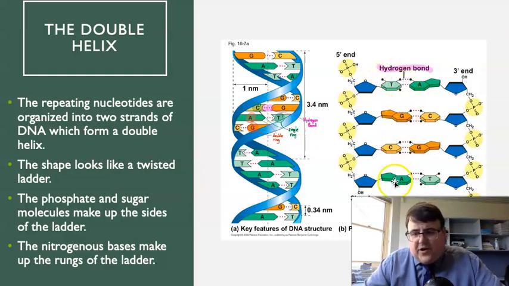The bases bond together via hydrogen bonds, and then the actual molecule itself starts to twist up, and it starts to look like a twisted ladder, repeatedly twisted.